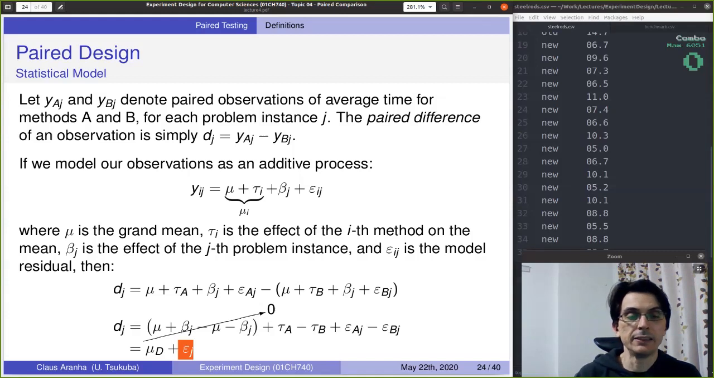So by subtracting the means of each problem, remember that in the previous one, we took the mean of everyone and we subtract that. Here, we subtract the means of each problem. And by subtracting the means of each problem, we remove the effect of the problem in the analysis.